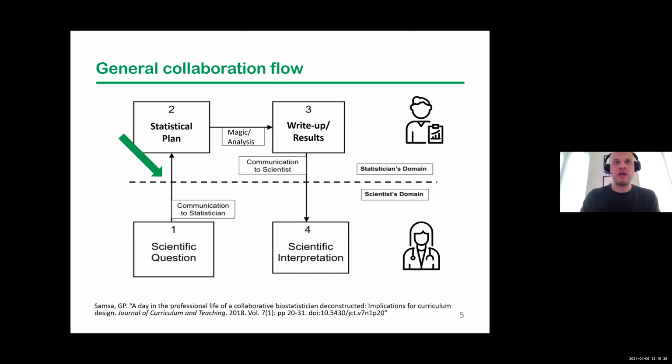It's at that point that you can come to the statistician, and that's what that dashed line indicates. And then we can help you figure out your study design and come up with a statistical plan to address your scientific question. And this is your block 2. I assume everybody can see my mouse here. And then in between block 2 and block 3 is where we do the heavy lifting. Some folks like to call it magic, some people like to call it analysis, whatever it may be, to actually answer your research question.